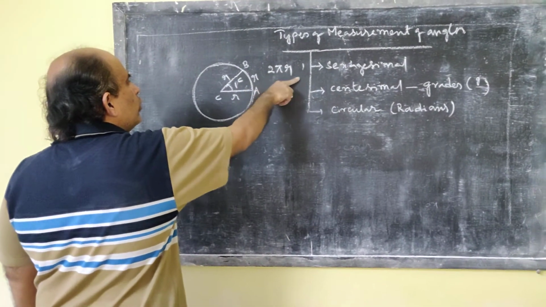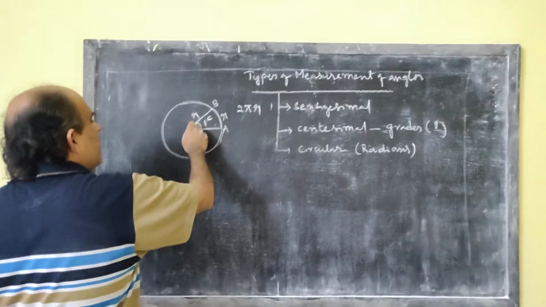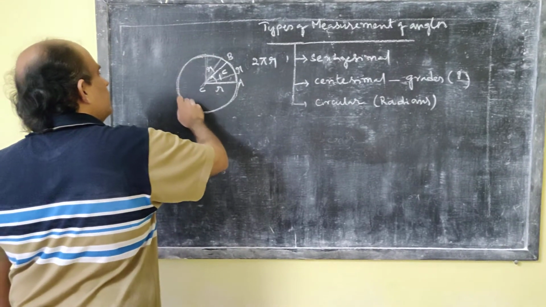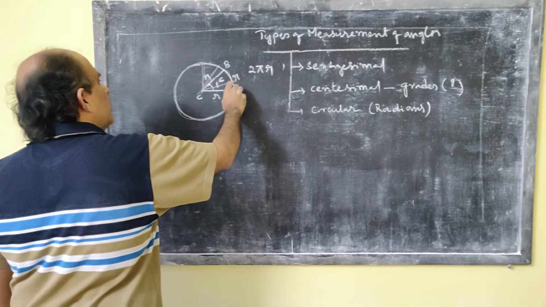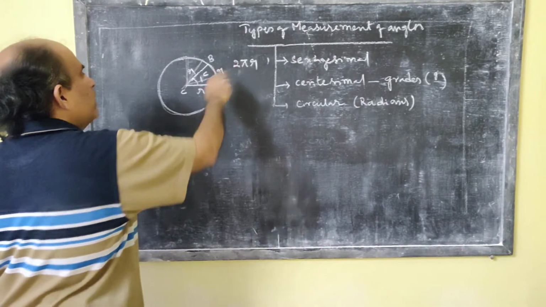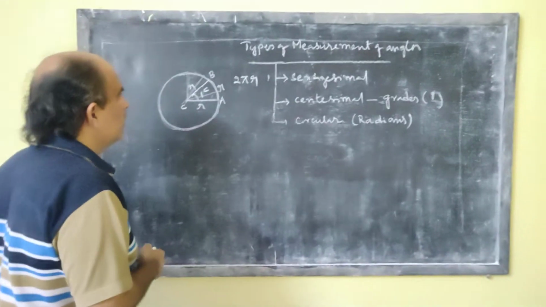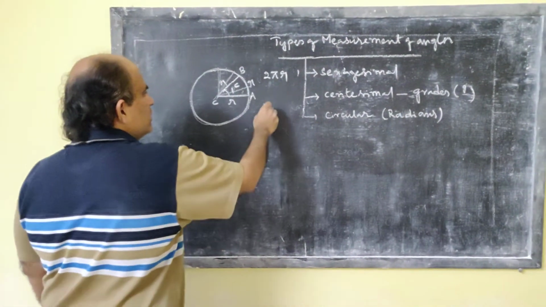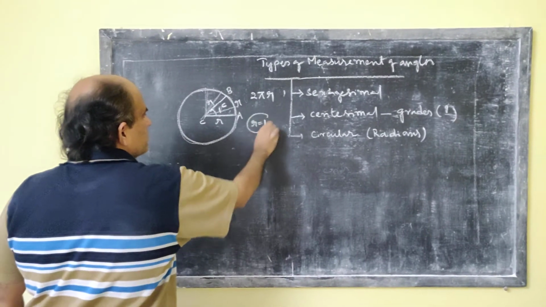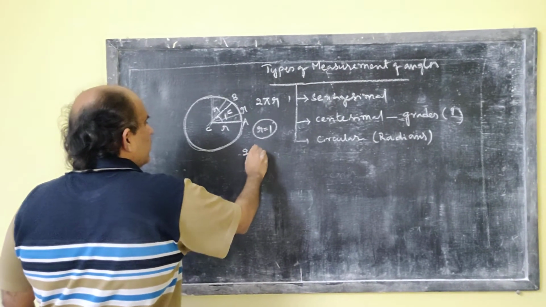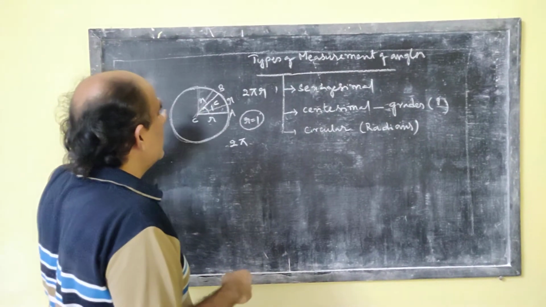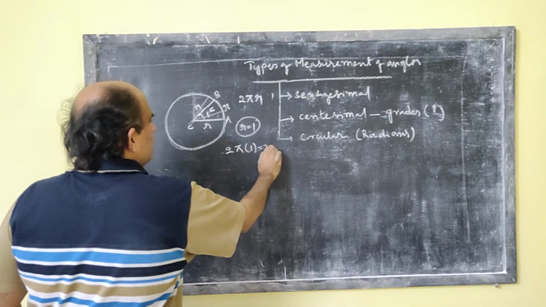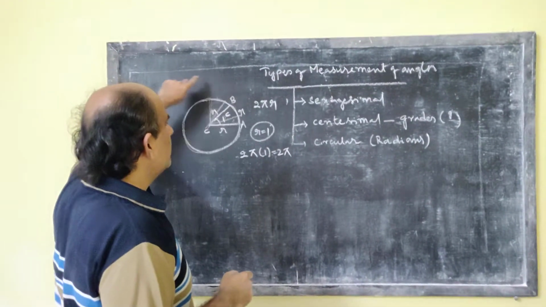Now, how many 1 radians are possible? I have covered 2 pi r, meaning if I move 1 radian at a time, such 2 pi of 1 radians are possible. Now, if I consider a unit circle, the meaning of unit circle is that the radius is 1. If the radius is 1, then the total circumference is 2 pi into 1, which is 2 pi, one complete revolution.